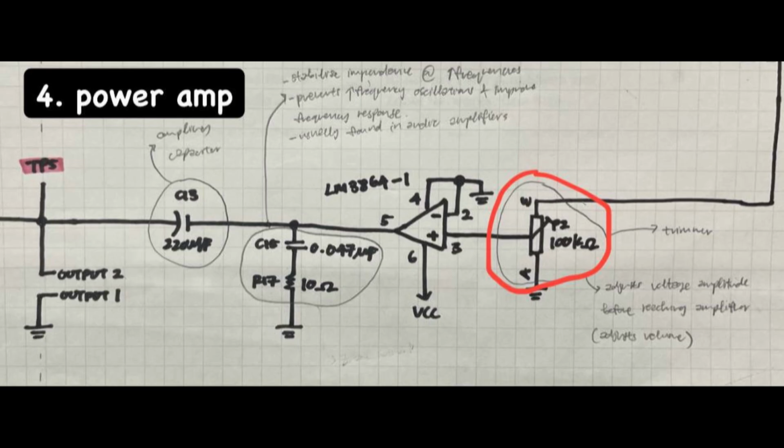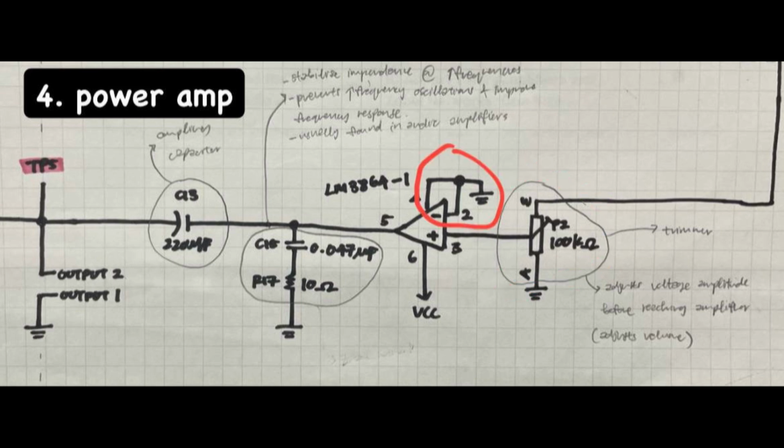In stage 4, the signal enters the trimmer through pin E and exits through pin S. Similar to the potentiometer, the trimmer is used to adjust the voltage amplitude before reaching the amplifier. In other words, I can adjust the volume by twisting it.